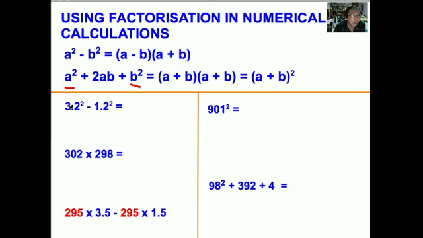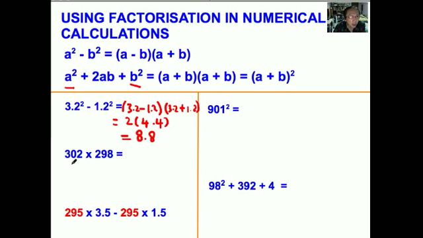The first example is a clear-cut difference of two squares. Thus, we factorize it to 3.2 minus 1.2 times 3.2 plus 1.2, which gives us 2 times 4.4, and the answer is 8.8.